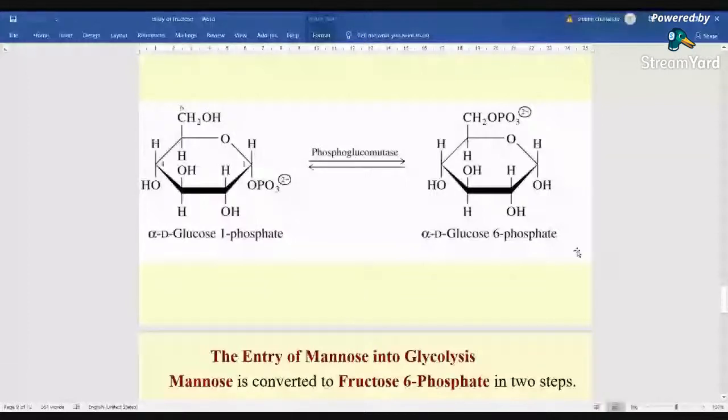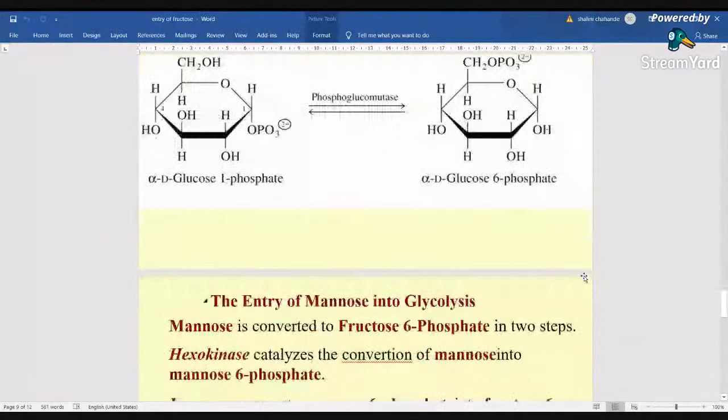So these are the reactions. In galactose metabolism, we find that UDP comes into the picture, so that galactose is converted into UDP galactose, and ultimately we get the formation of alpha D glucose 6-phosphate. So this is all about the entry of galactose.